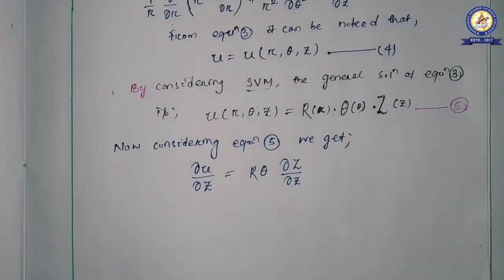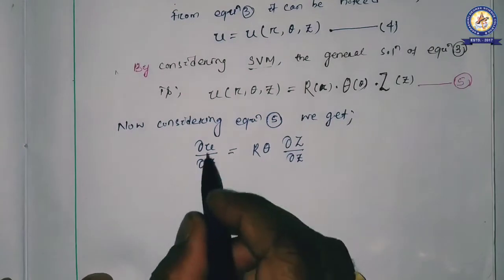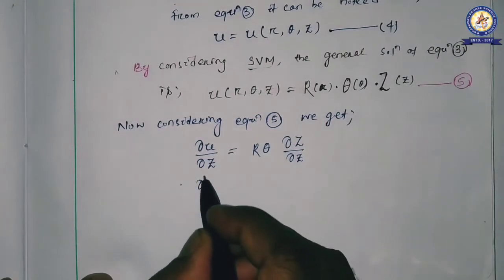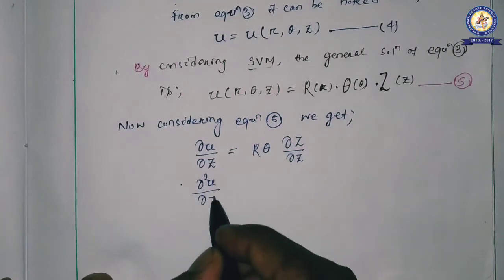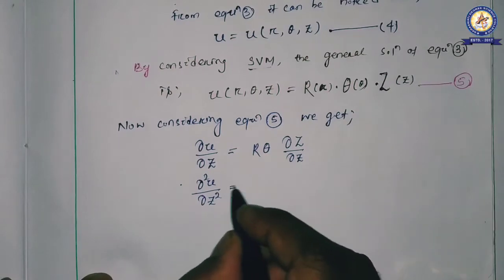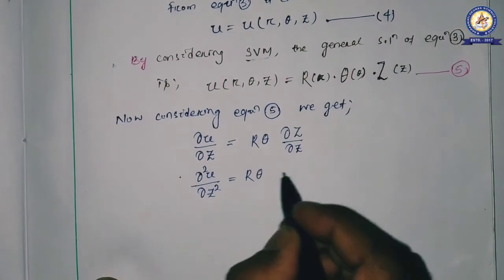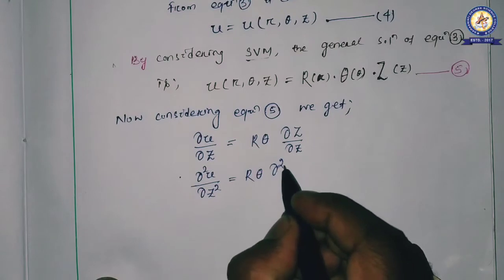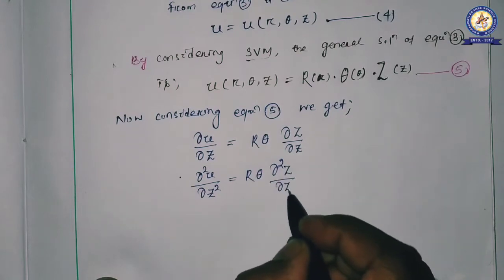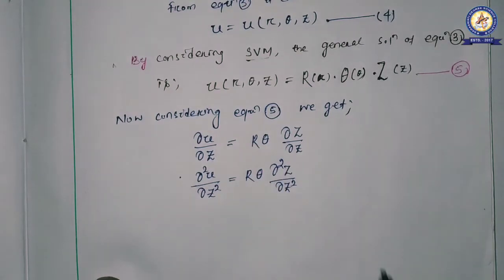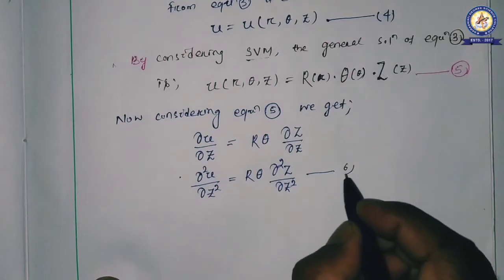Now del square u by del z square will be how much? R capital Theta into del square Z by del z square. Let this be your equation number 6.